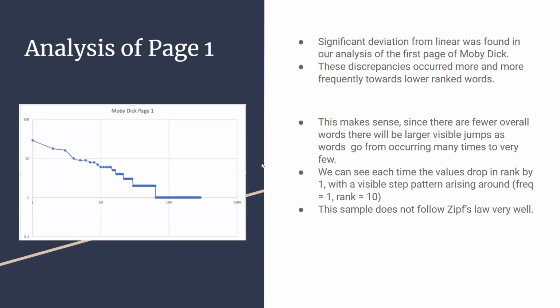Analysis of page 1. Significant deviations from linear were found throughout. The discrepancies occurred much more often at the beginning and the end of it. It makes sense that there's fewer overall words. There'll be larger visible jumps as words go from occurring many times to very few. We can see there's like a step each time it goes to a different word, so it doesn't follow Zipf's law very well at all.